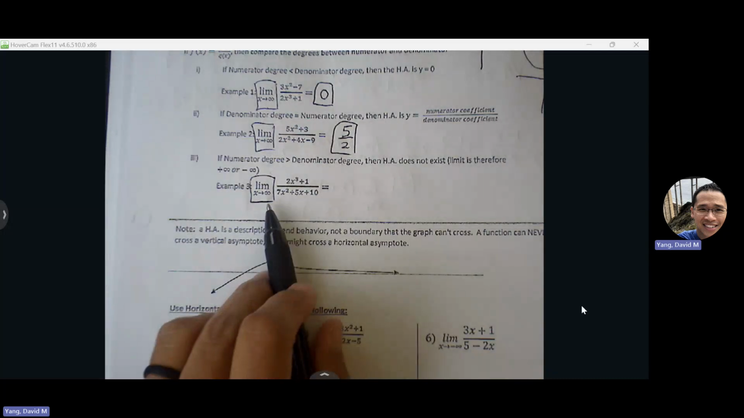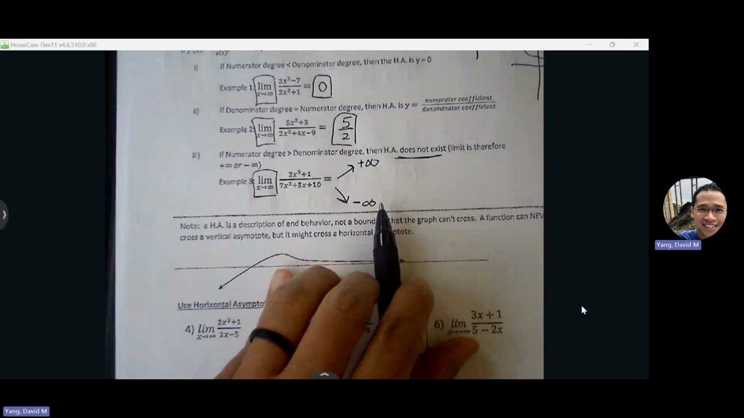And for example 3, I'm approaching infinity. I'm also comparing degrees, but now which degree is the higher one? Numerator. So that means my numerator is growing faster than my denominator, which means that my graph is growing without bound. If that's the case, there is no horizontal asymptote, but your limit is either going to be positive infinity or negative infinity. It's either one of those two options.